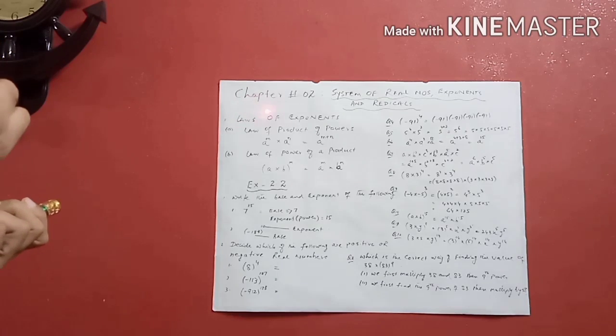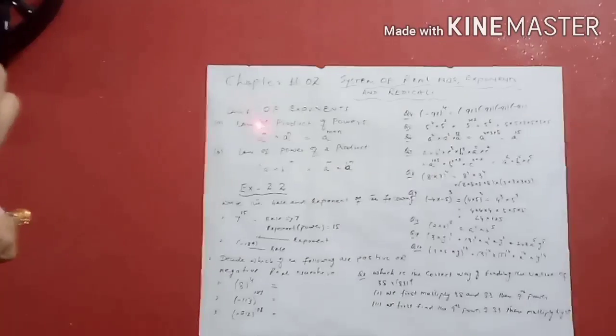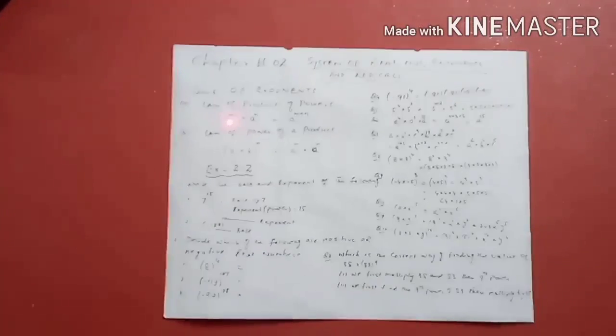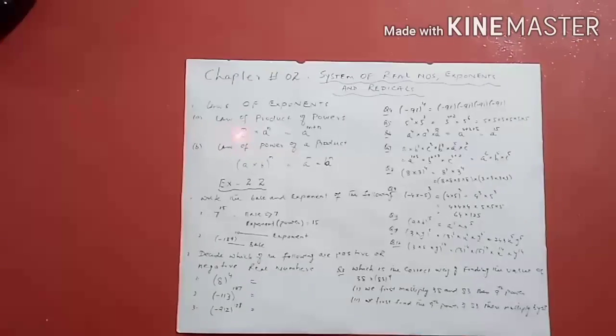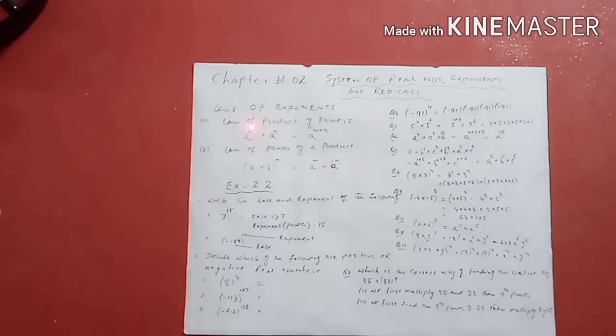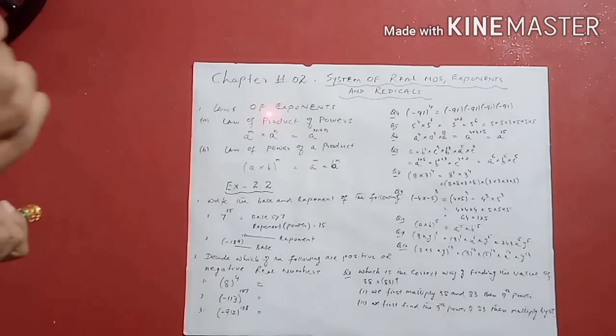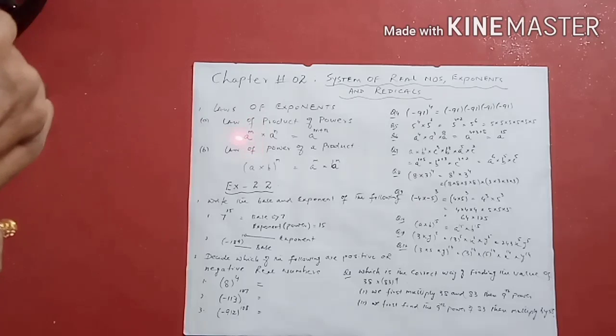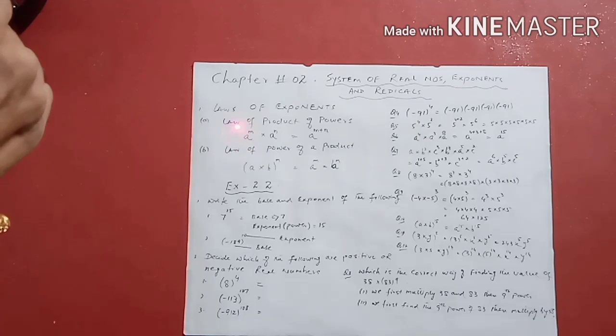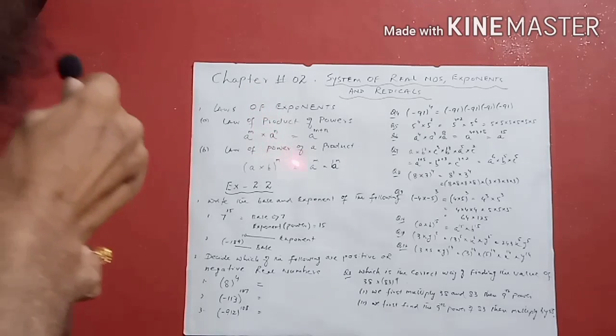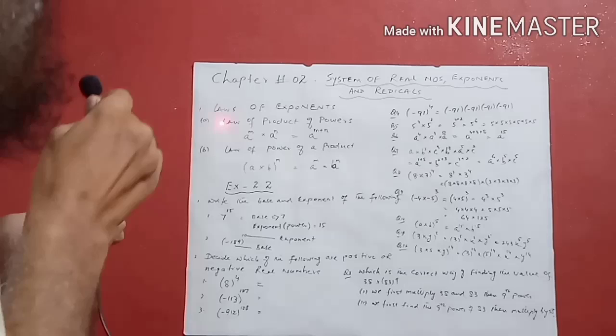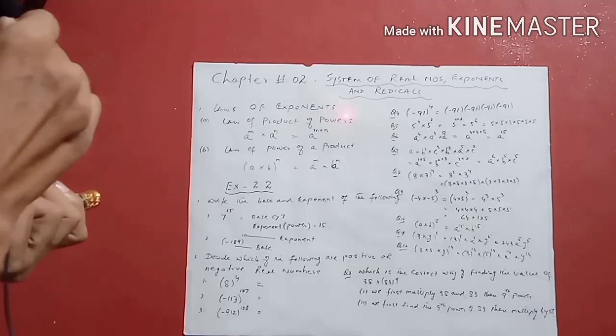We know that in mathematics many variables or numbers contain a power, which is known as the exponent. Now, law number 1, the law of product of the powers. When two numbers have the same base and different powers, we always add these powers. Rule number 1, law of product of the powers.